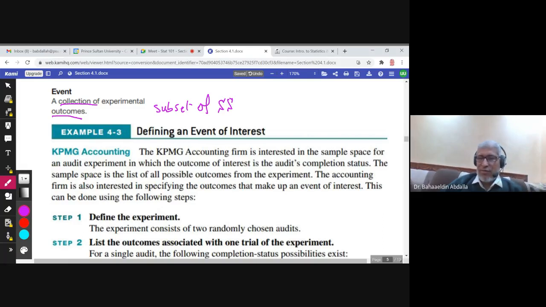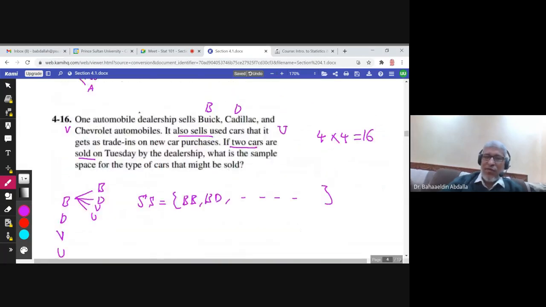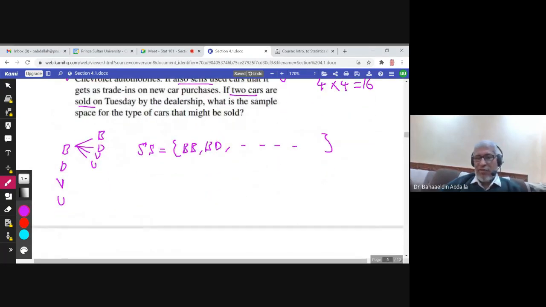So for example, if you want to define an event from here, you can say the event E, where used cars are sold. U, U only. This is one outcome. This is a simple event. Okay. If you take more than one outcome, then it would be a compound event.